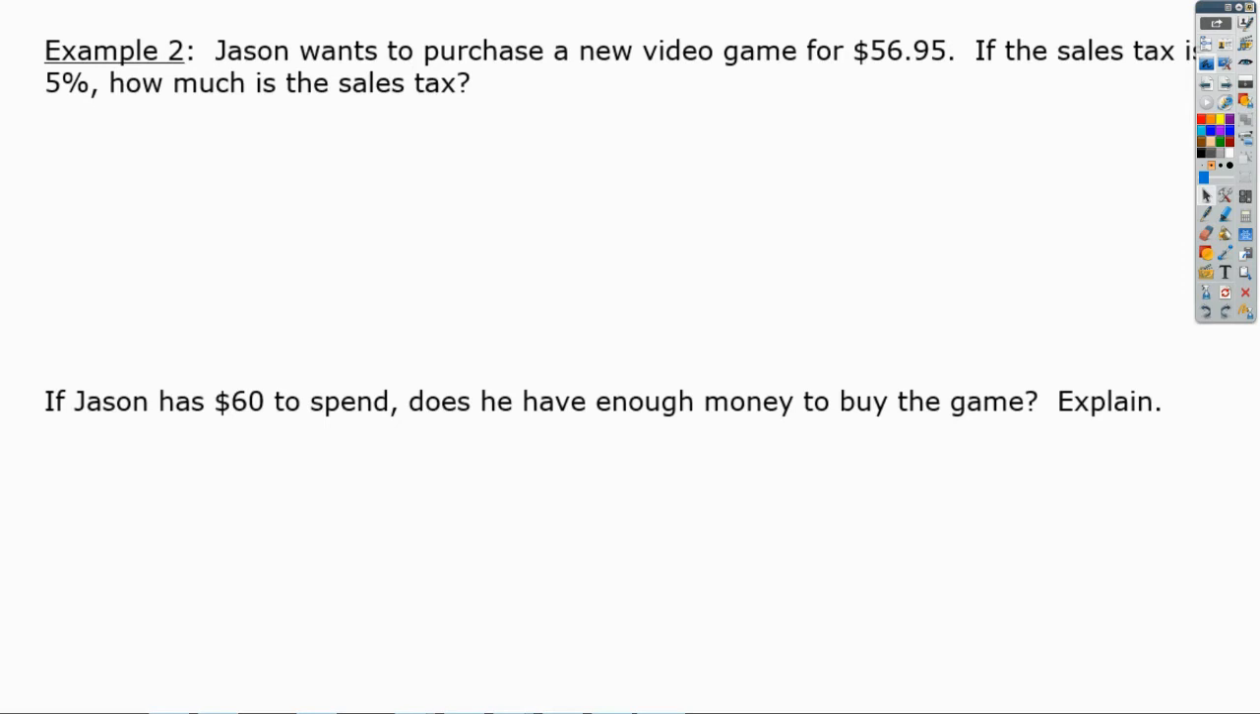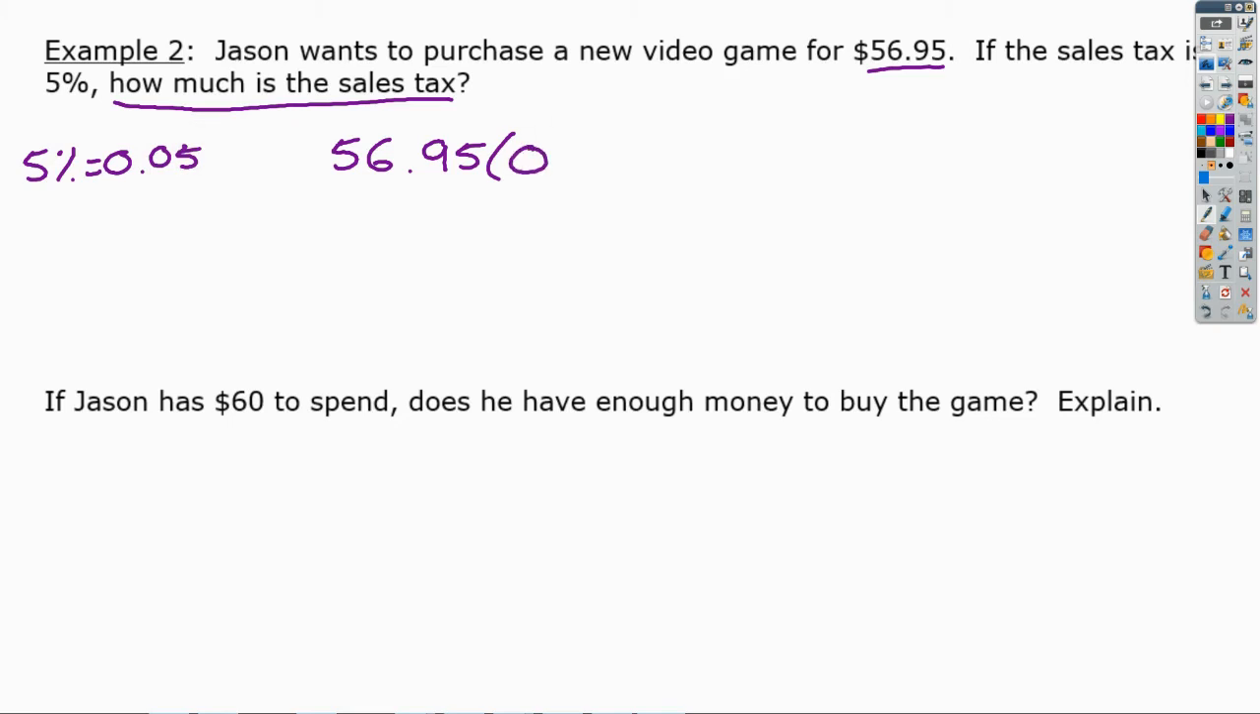So for this problem, it didn't ask us for the total. It just said, how much is the sales tax? So for right now, we just got to find the tax. We're going to solve it the same way. We're going to take our original price, $56.95, and we will multiply it by our percentage as a decimal. Now, our percentage is 5%. 5% as a decimal is 0.05. So we're going to do $56.95 times 0.05.